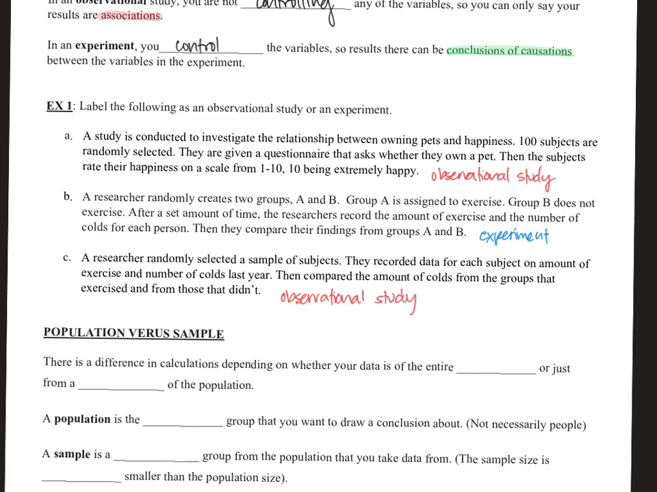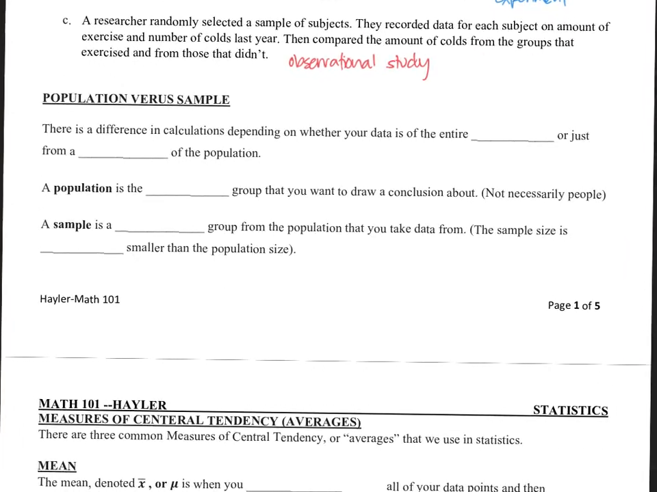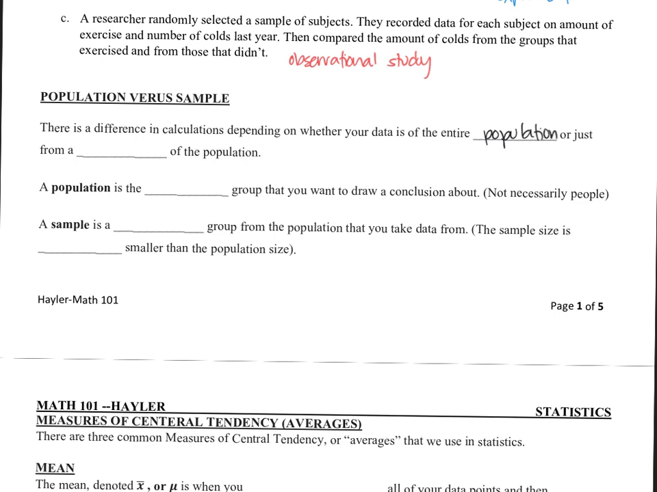Okay, so another thing we want to look at is population versus sample. In statistics, this is often important, the differentiation between the population of something and the sample. So there's a difference in calculations depending on whether your data is of the entire population or just from a sample of the population.